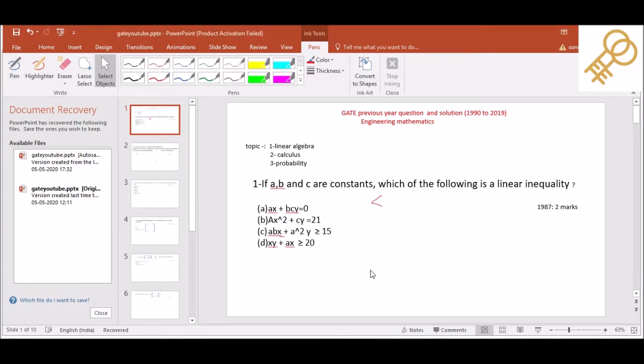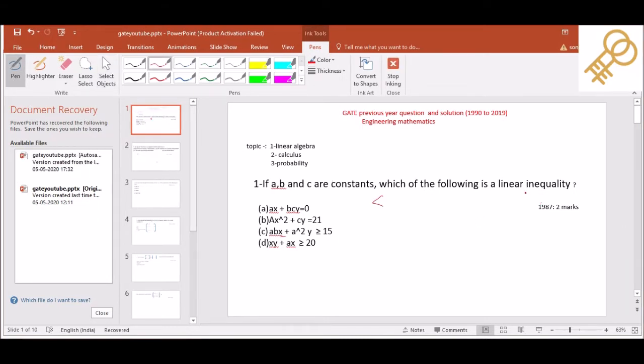Your first question was asked in 1987 for 2 marks, and the question is: if a, b and c are constants, which of the following is a linear inequality? So first we have to know what we mean by inequalities. Inequalities means equations which contain greater than or less than. If that exists in the equation, then that equation is called an inequality. So for an inequality, it should be there.